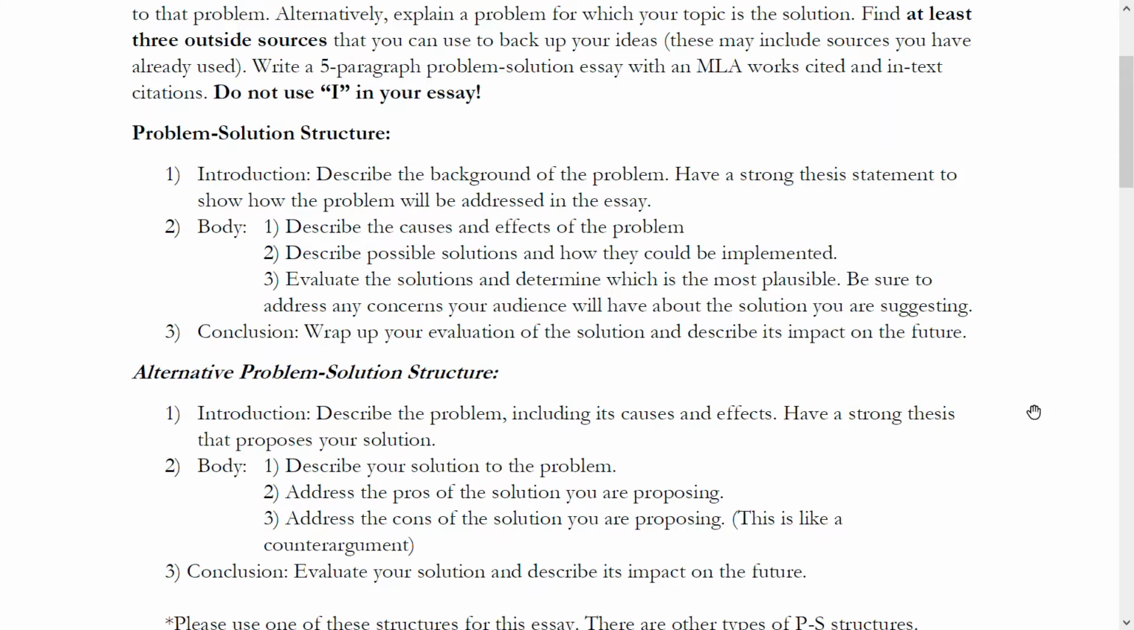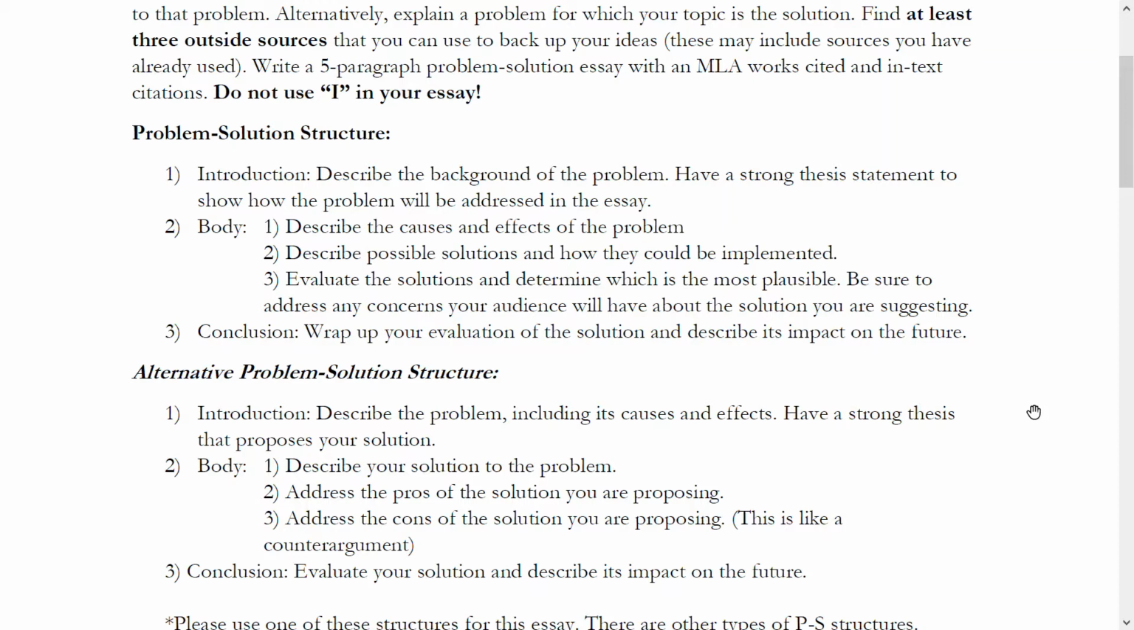Then when you get into your body, you are going to describe the causes and the effects of that problem, the implications, why is it a problem, who is it impacting, all of that kind of information. Then your next body paragraph is all the possible solutions. Now, maybe not all of them, but 1 or 2, and how they could be used. And then in your third body paragraph, you're going to evaluate those solutions from body paragraph 2. Which one is the most plausible? Which one is the best one for whatever reasons you come up with? And then make sure that you address any concerns your audience would have with your solutions. Kind of like a counter argument, but not as specific.